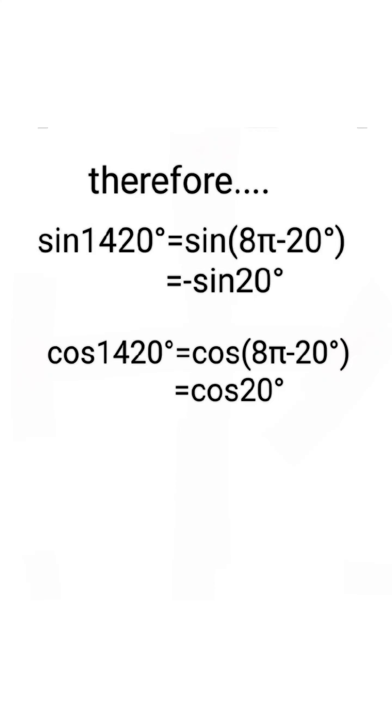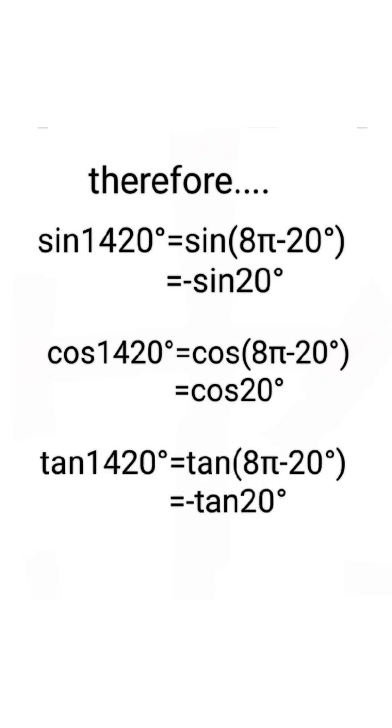Therefore, sin 1420 degree equals sin 8 pi minus 20 degree equals minus sin 20 degree. But cos 1420 degree equals cos 8 pi minus 20 degree equals cos 20 degree. But tan 1420 degree equals tan 8 pi minus 20 degree equals minus tan 20 degree.